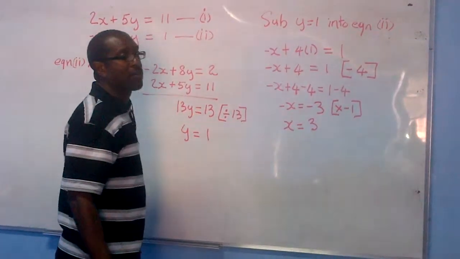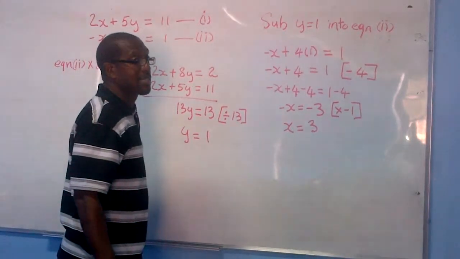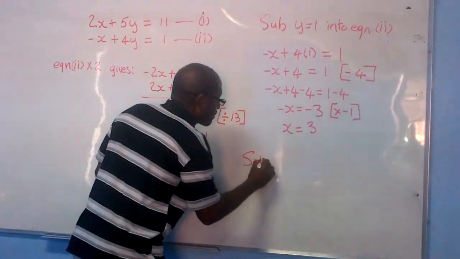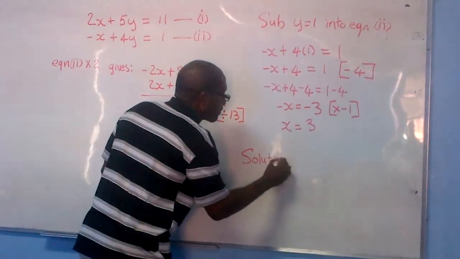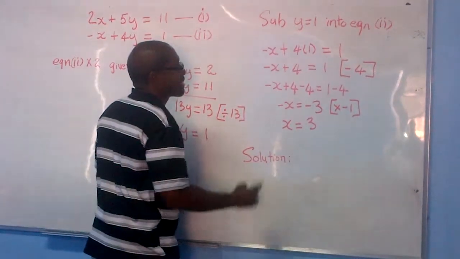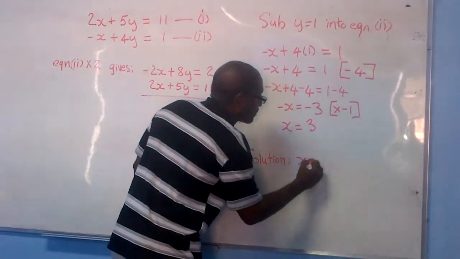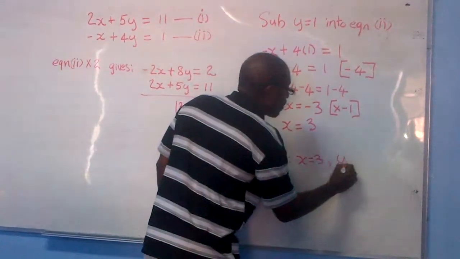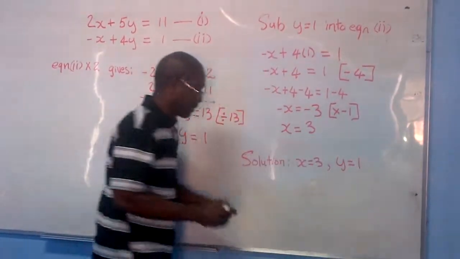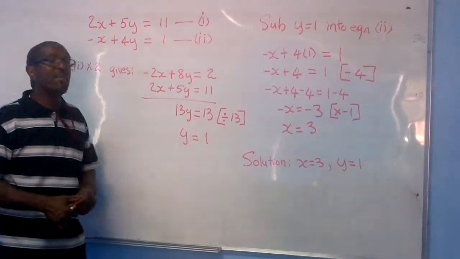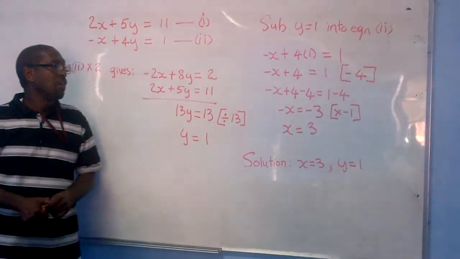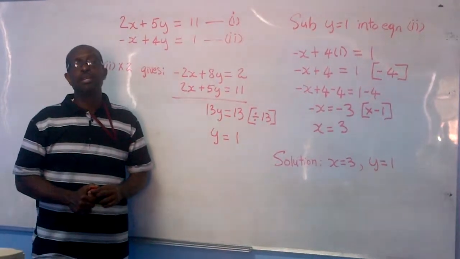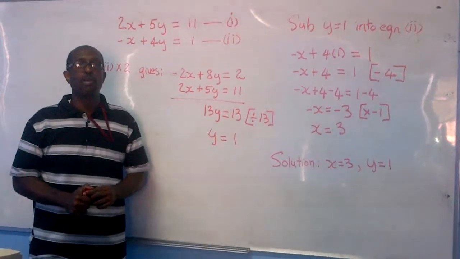So now we have our solution to our simultaneous equation. The solution is x equals 3 and y equals 1. Now, there are other methods of solving a simultaneous equation. On our next occasion, we will explore another method.